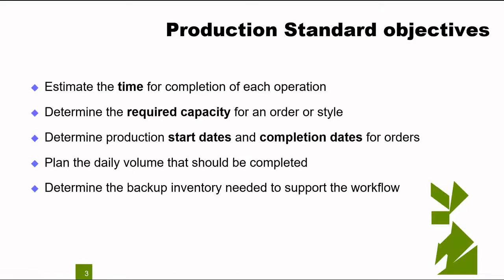Another objective that you can fulfill by knowing the production standard is that you can determine the backup inventory needed to support the workflow. Meaning to say that if you know that on a daily basis I can do 500 pieces of shirt on a particular line, then you also need a buffer. You need backup inventory to support the workflow. Now, what we mean over here is that if every day we are making 500 pieces, then for tomorrow and day after tomorrow, you have to keep all the cut fabric and the accessories with you so that tomorrow's production and day after tomorrow's production does not get hampered. So you can determine the backup inventory.